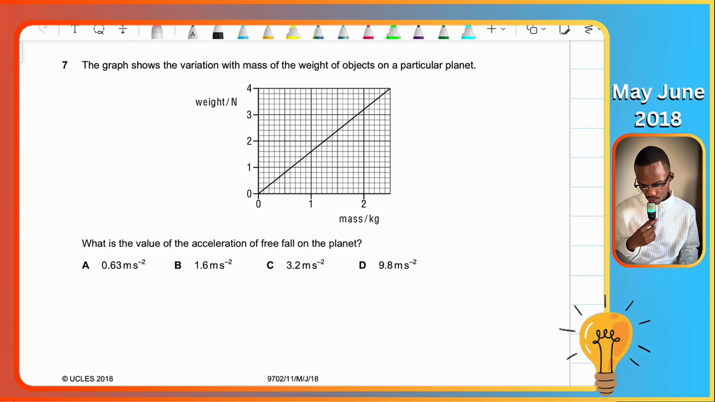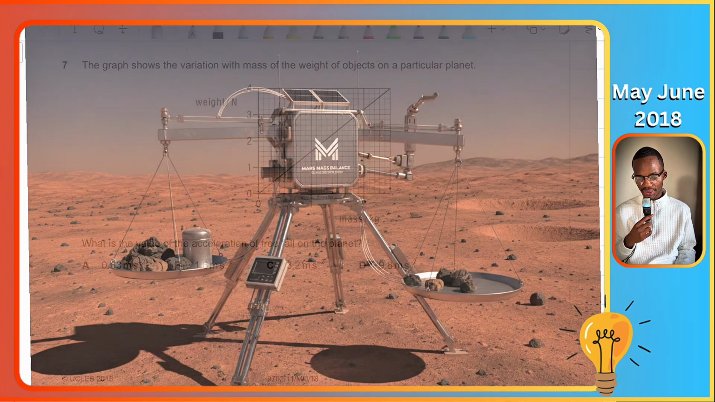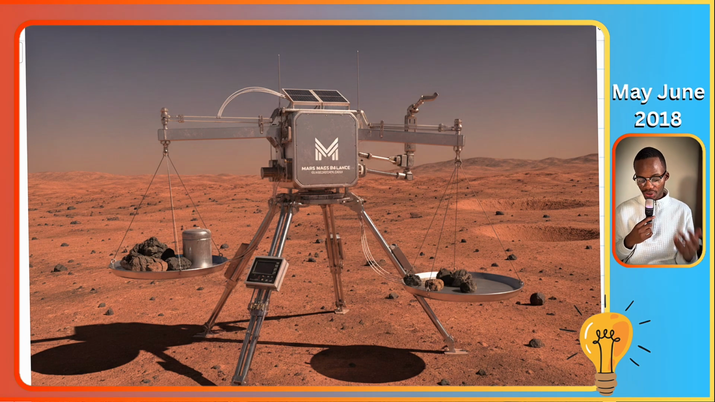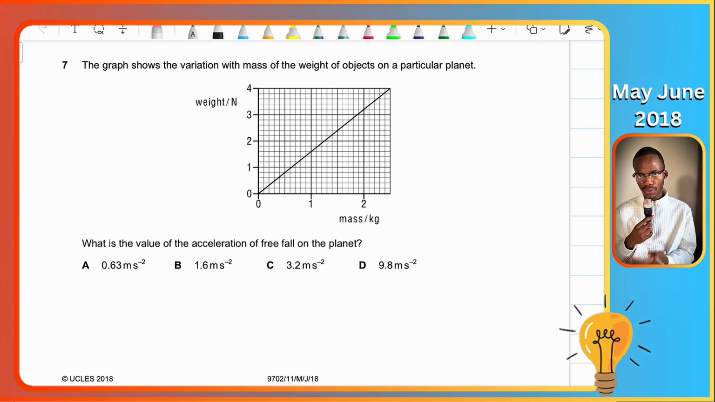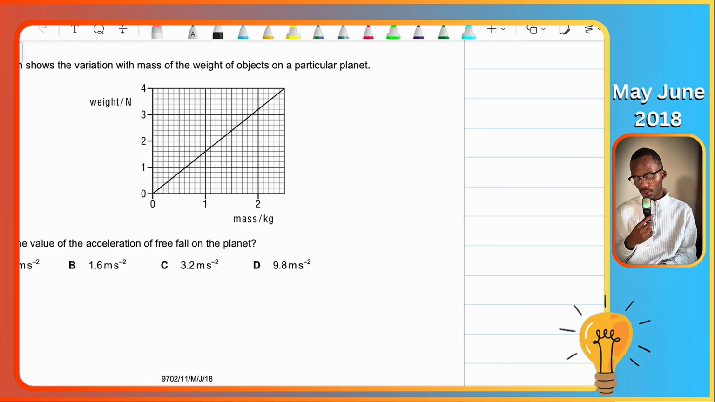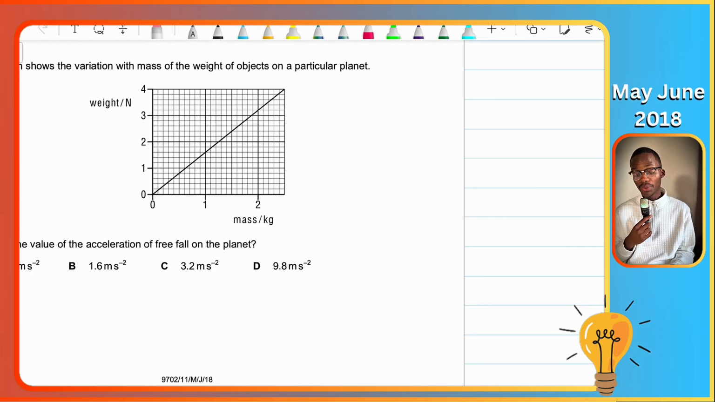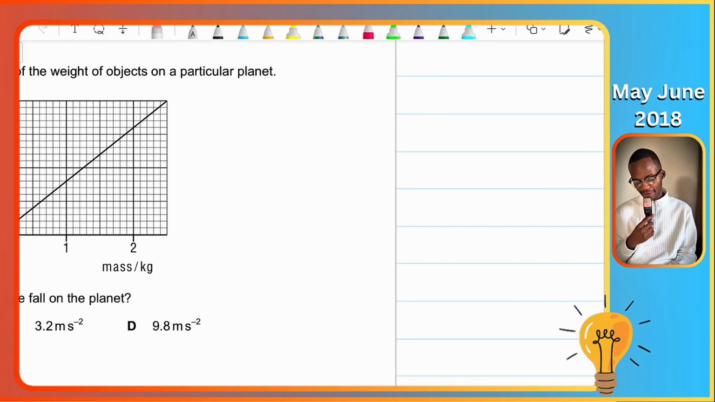The graph shows the variation with mass of the weight of objects on a particular planet. So we've gone to Mars and we want to measure how the weight values vary or differ from the mass. So effectively, I know a little formula that I want to share with you guys. I think you know it too. But effectively, weight is equal to mg. Mass times the gravitational acceleration or the force of gravity. The acceleration due to free fall, or whatever you like to call it.